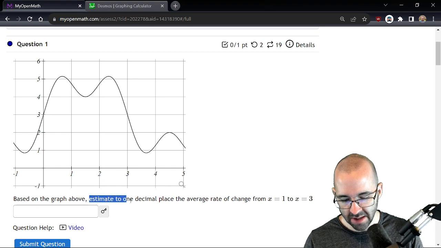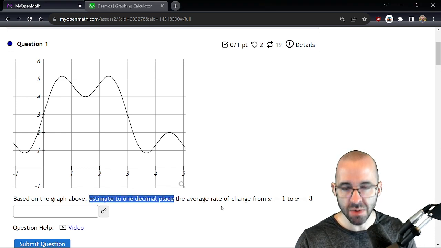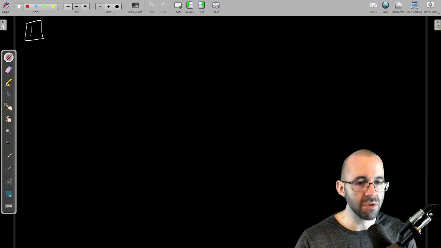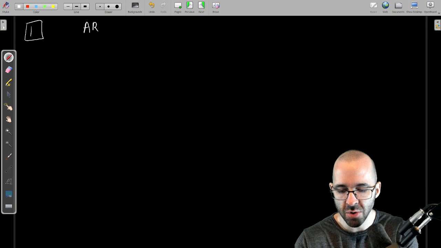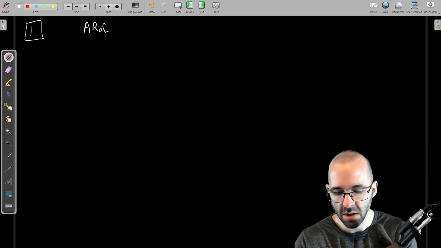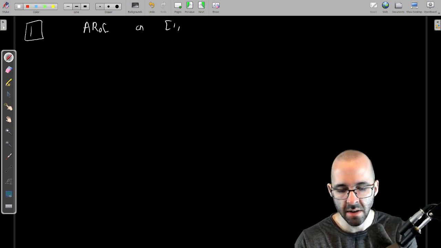Make sure you're reading the instructions. The average rate of change from x equals 1 to x equals 3. Don't just try to do this in your head. Write it down on your paper. Average rate of change from 1 up to 3.